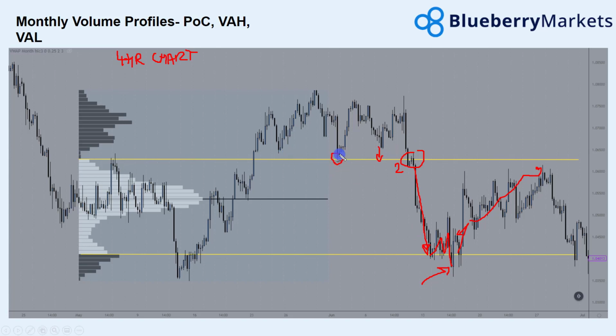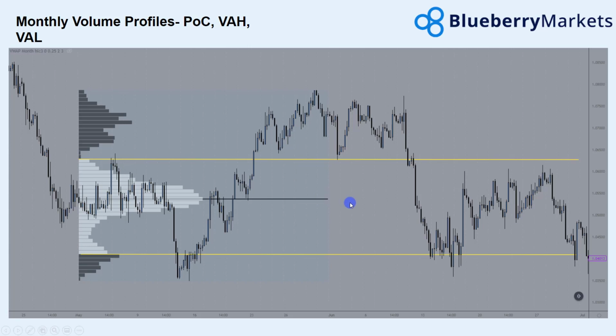You can see how it rejects the value area high. And obviously then you'd plot the next month after that, because I think the next month is here to here. So once that one's done with and dealt with, you'll plot the next one and then go from there. But monthly volume profiles can work really well, especially untested points of control.